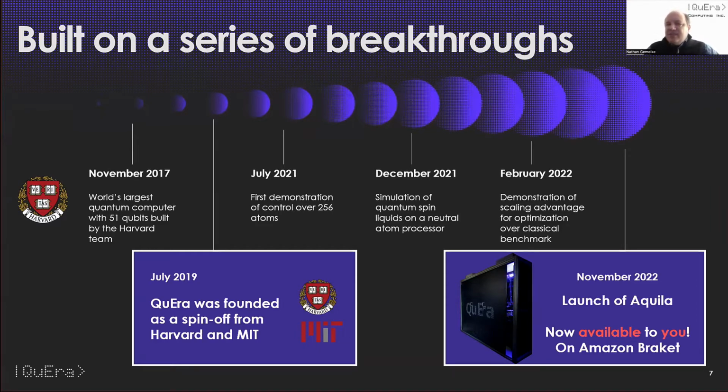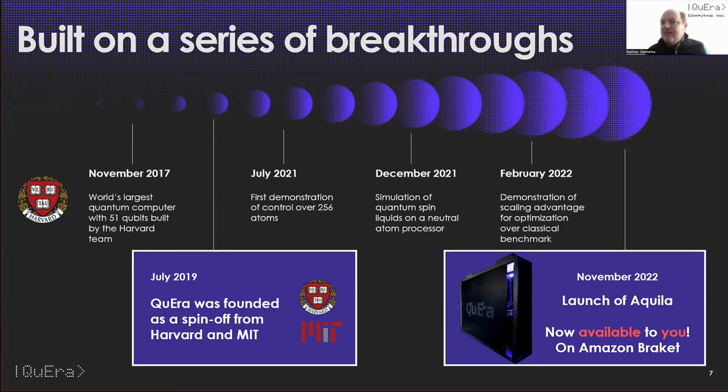By February of 2022, we were demonstrating scaling advantage for optimization problems over the classical benchmarks on the same types of problems. So this happened for the independent set problem. So that led us to what we're all here for today. In this month, we have launched now our first device, which is very similar to the Harvard device that begat all of these kinds of breakthroughs. And it's now available to you.